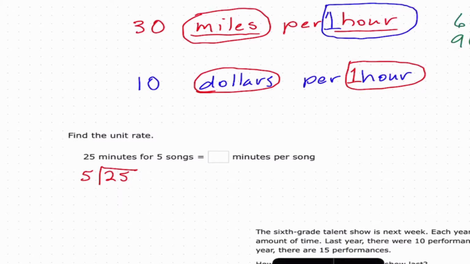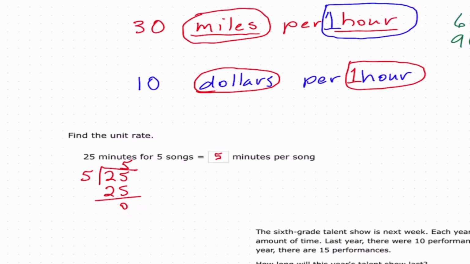Okay, and then so how many times does 5 go into 25? It would go in there 5 times, because 5 times 5 is 25. So if we wrote that in there, our unit rate for this one, we have 25 minutes for 5 songs. So what is it per song? Each song is 5 minutes. So it lasts 5 minutes per song.